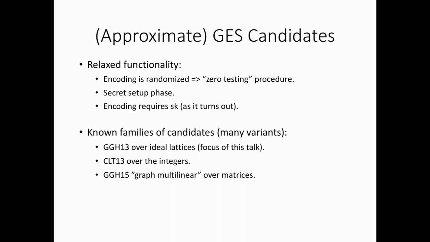And we know of many different variants of graded encoding schemes, but they can all be grouped into three families. One stemmed from the first proposal by Garg, Gentry, and Halevi, and these use ideal lattices. This talk is mostly going to be focused on this family of candidates. Coron, Lepoint, and Tibouchi suggested an analogous scheme over the integers instead of over lattices. The structure is fairly analogous in many ways. And Gentry, Gorbunov, and Halevi suggested a scheme that has slightly more restricted functionality. It provides graph-induced multilinear functionality, and it works over matrices.